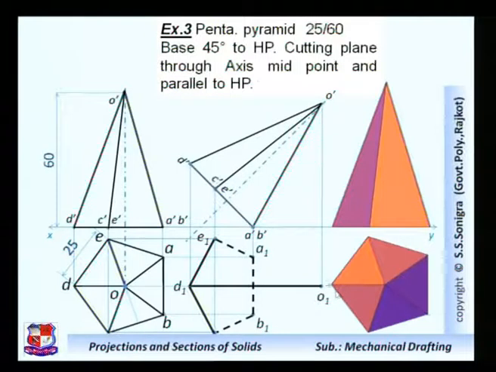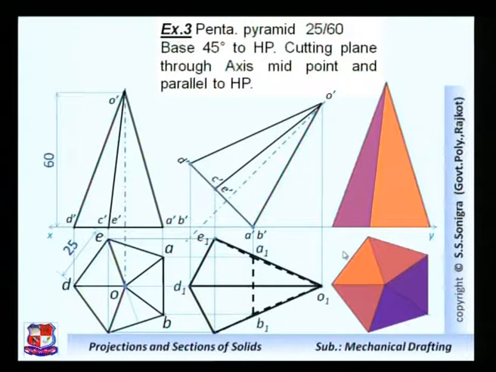D1, O1, that is O dash, D dash in front view. In top view, O1, D1. If you're looking from here, this line would be visible. So join with the full line. E1, O1 fully visible. C1, O1 fully visible. A1, O1 will not be visible, and slant edge O1, B1 will also not be visible. So it is represented by the dotted line like this.